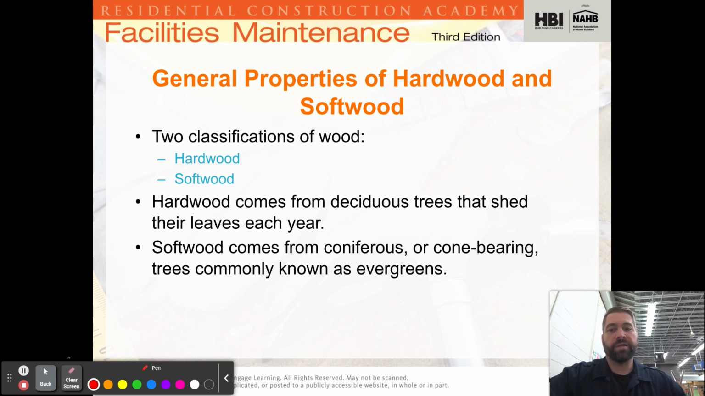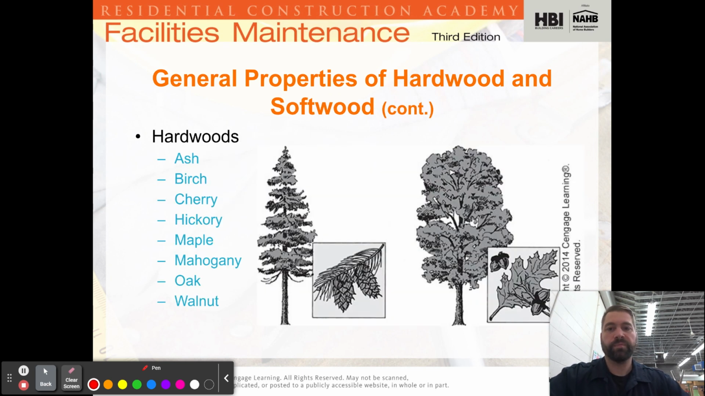There are two different classifications of wood, hardwood and softwood. Hardwood comes from deciduous trees that shed their leaves every year, like maple or oak. Softwood comes from coniferous or cone-bearing trees, commonly known as evergreens. I'm sure you've seen some of these too, like pine trees and fir trees, things along those lines.